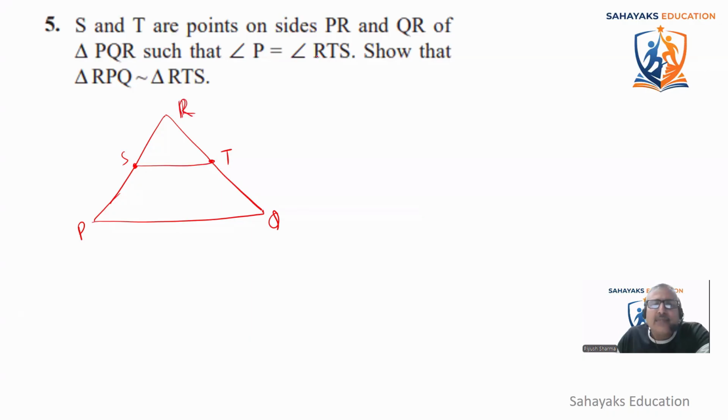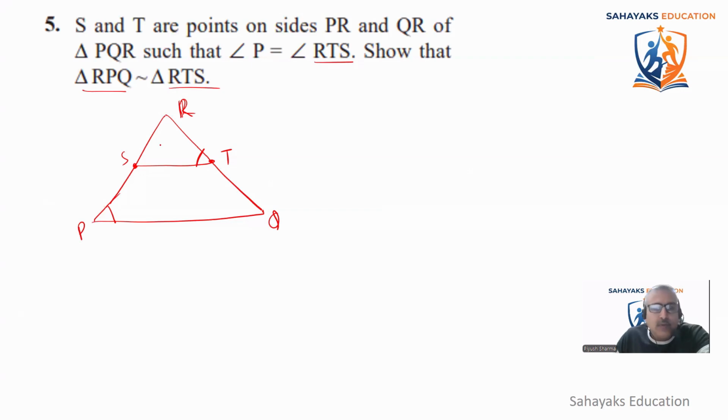Now, angle P is equal to angle RTS. This angle RTS is equal to this angle, angle P. This is given. Show that triangle RPQ, the complete triangle, is similar to triangle RTS.